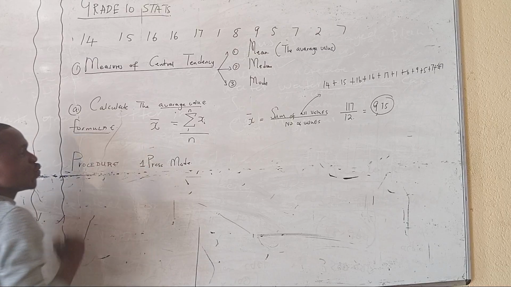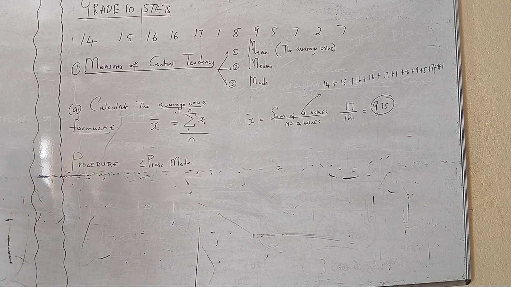That's the first thing that you do on your Casio. You press mode. So I want us to move together, step by step. Don't rush. Let's move together. The first thing that we do, we press what? Mode.